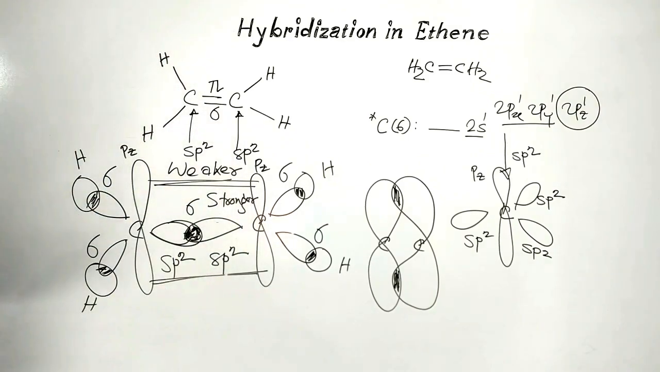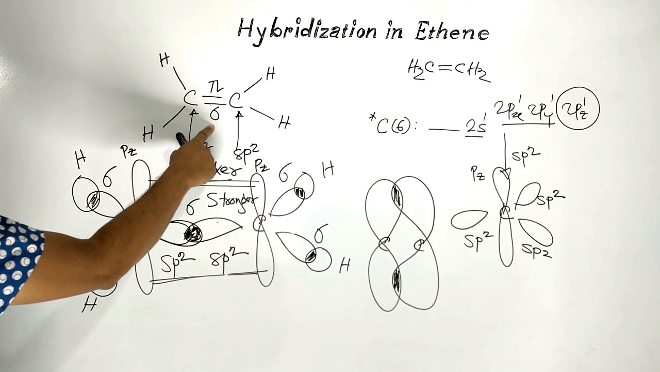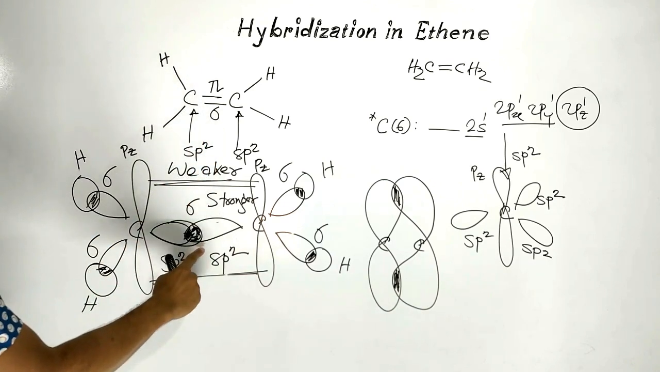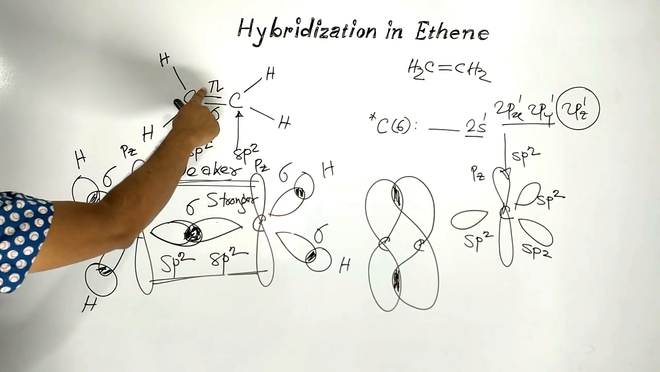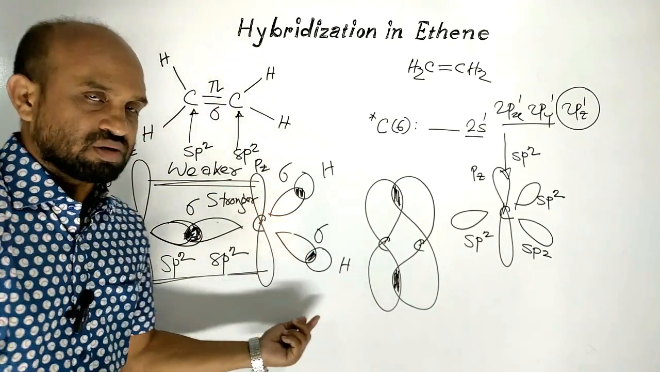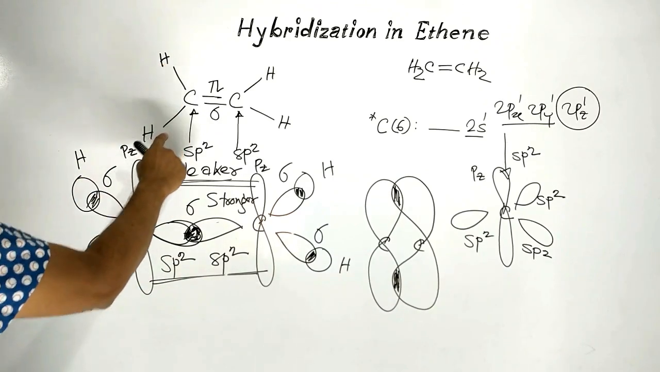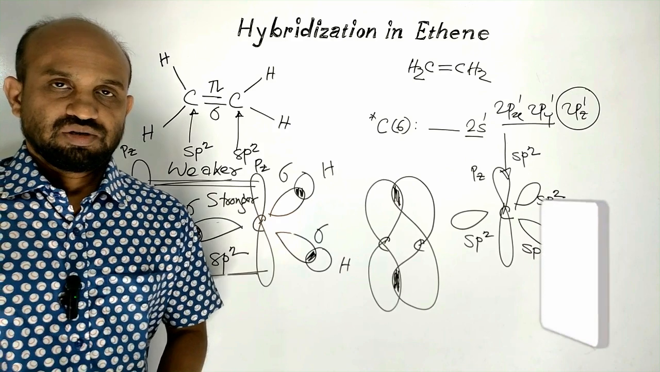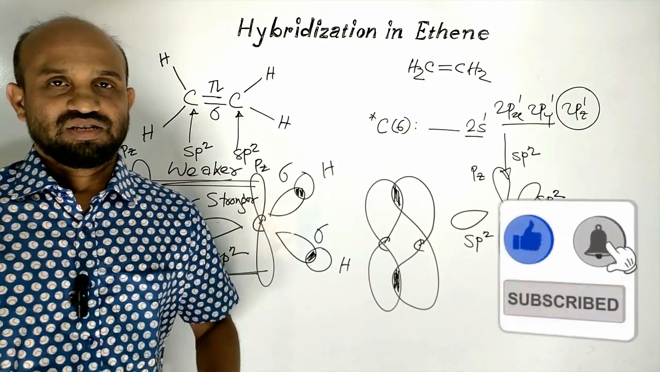So this is complete orbital structure of ethene, in which one carbon-carbon sigma bond, one carbon-carbon pi bond. In this carbon, two carbon-hydrogen sigma bonds. In this carbon, two carbon-hydrogen sigma bonds. This is all about hybridization state of carbon in ethene.